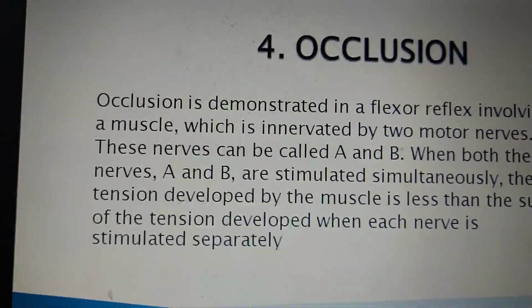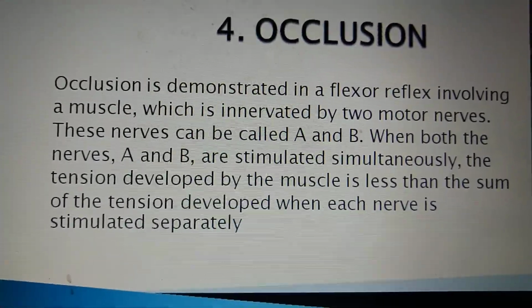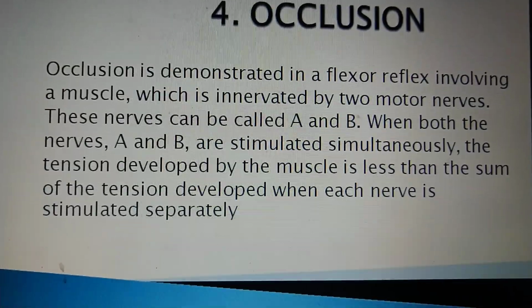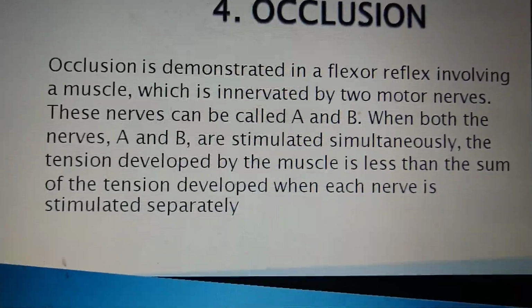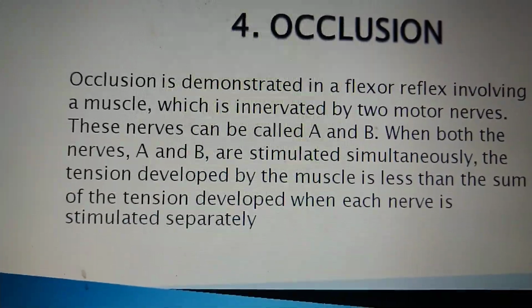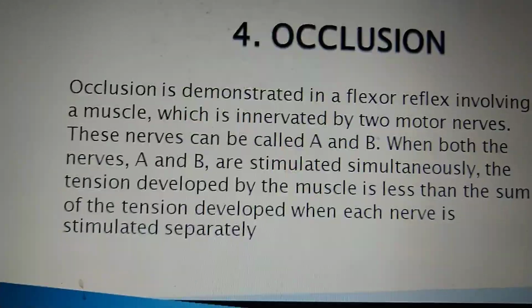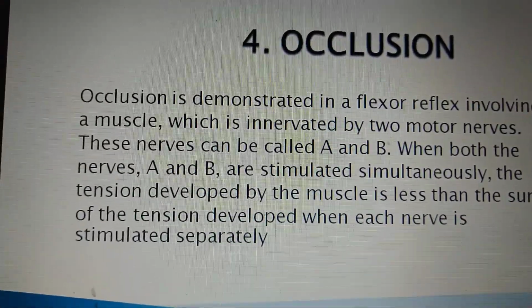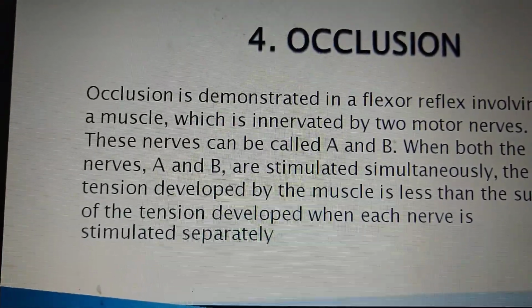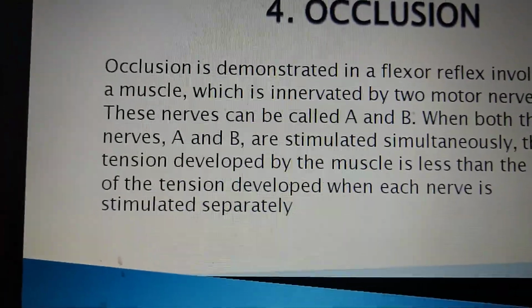Then the fourth property is occlusion. Occlusion is mainly demonstrated in a flexor reflex, which involves a muscle innervated by two motor nerves. These nerves can be called A and B. When both the nerves A and B are stimulated simultaneously, the tension developed by the muscle is less than the sum of the tension developed when each nerve is stimulated separately.